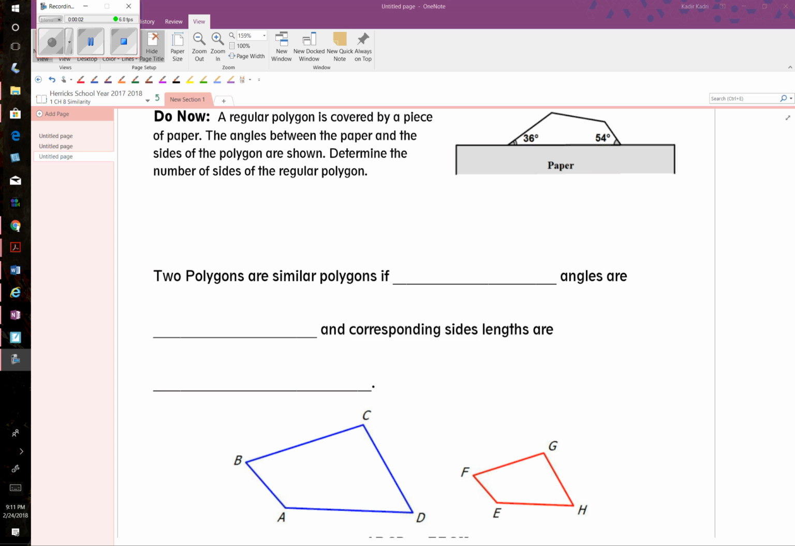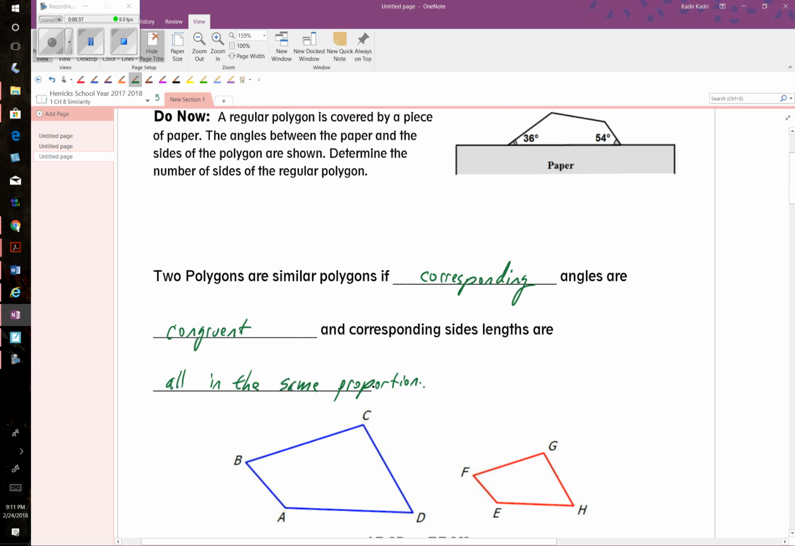Okay, well, we did similar figures before with dilations, and we had a few little facts about it, right? Two polygons are similar if corresponding angles are congruent and corresponding side lengths are all in the same proportion. I'll explain that in a little bit.